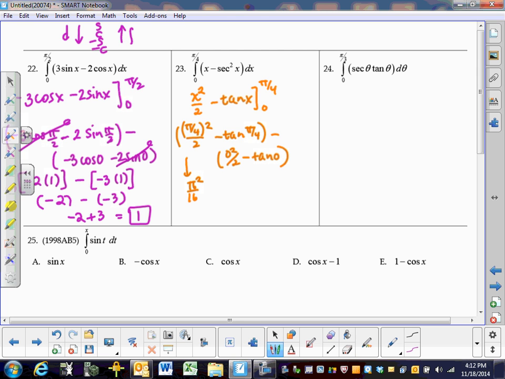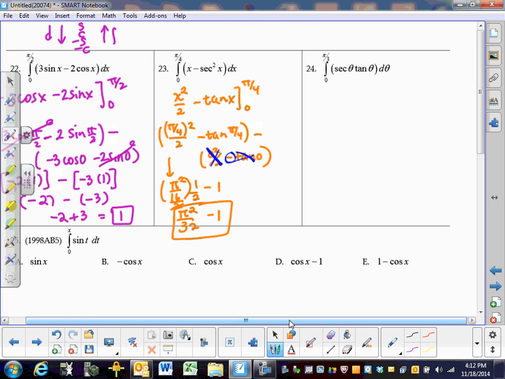So if I have pi squared over 16 divided by 2, it should not end up being pi squared over 8. You're dividing this fraction by 2, which is the same thing as multiplying by the reciprocal, which actually makes it pi squared over 32. We have minus the tangent of pi over 4, which is 1. And the nice part is that 0 becomes 0, and tangent of 0 is also 0. So we're just left with this answer, pi squared over 32 minus 1.